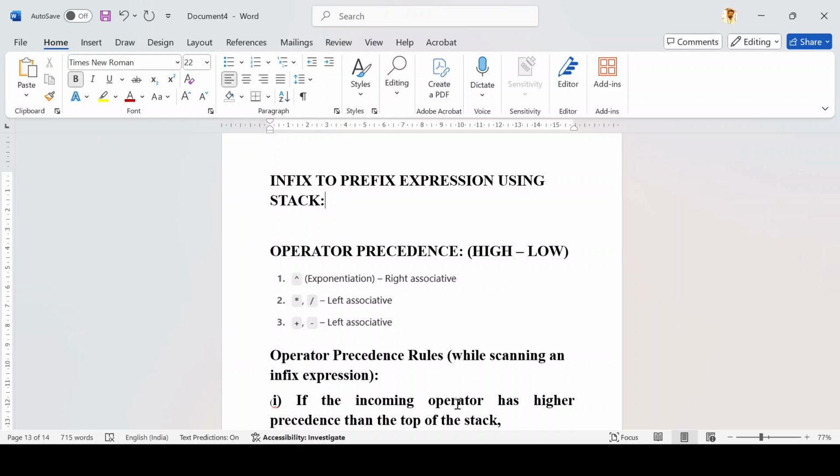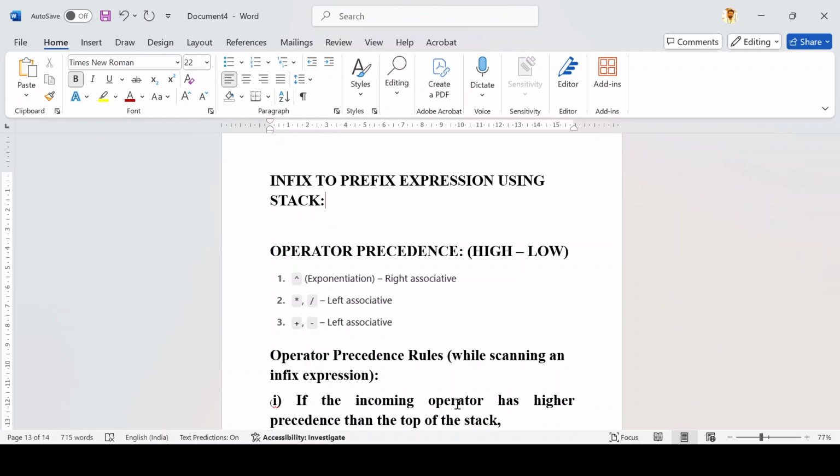In a general expression, we have operands and operators. So A plus B: A and B are the operands, and plus is an operator. A human will always represent it as A plus B, which is easy for us to calculate. But for compilers or machines, it is tough to calculate using an infix expression. So the compiler or machine will translate this expression into a prefix or postfix, and then evaluate it. That's why this is required.